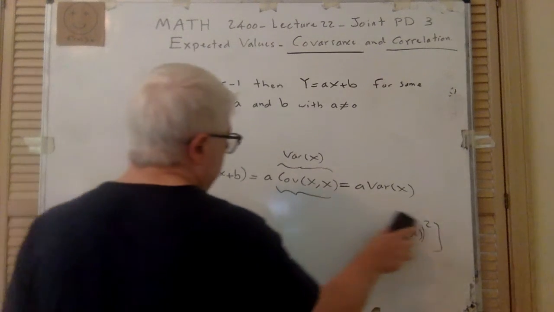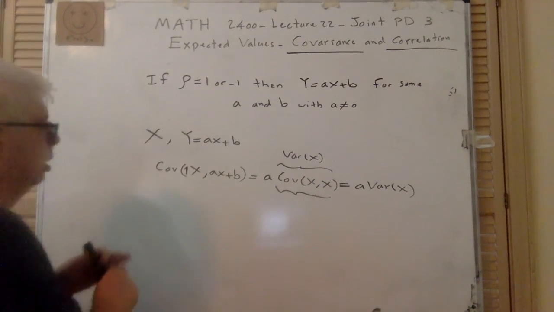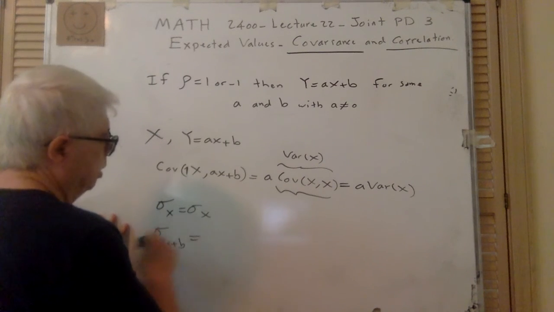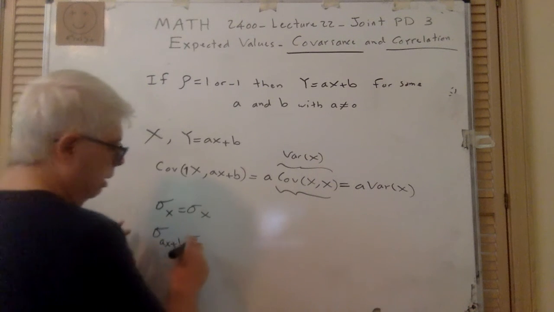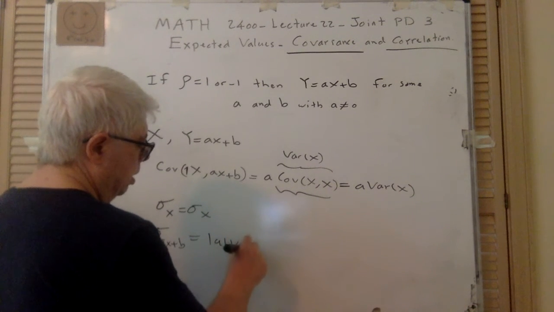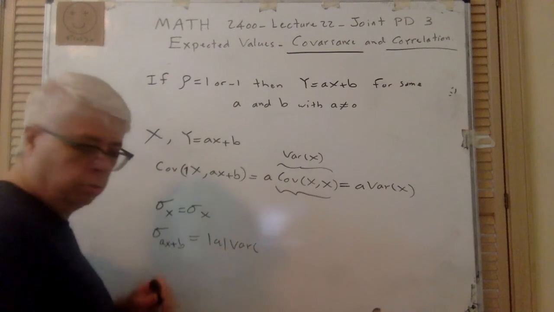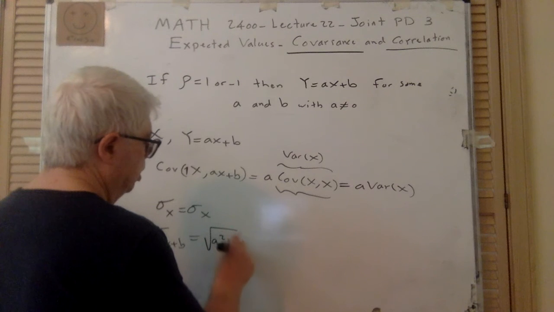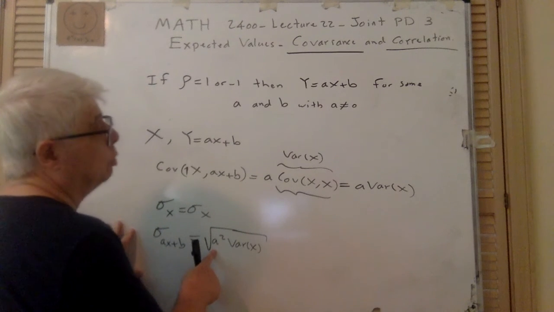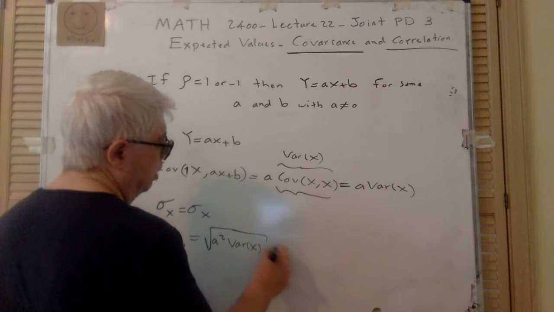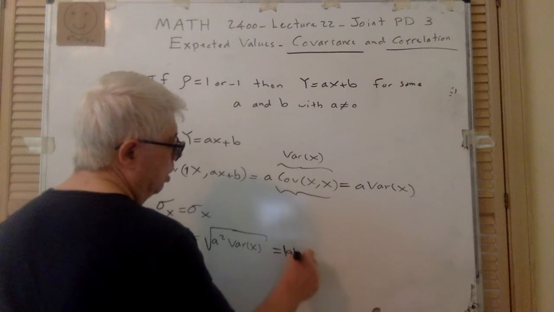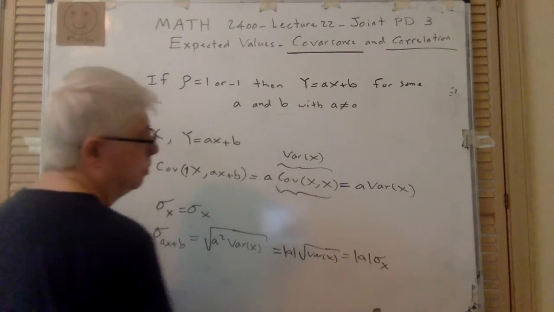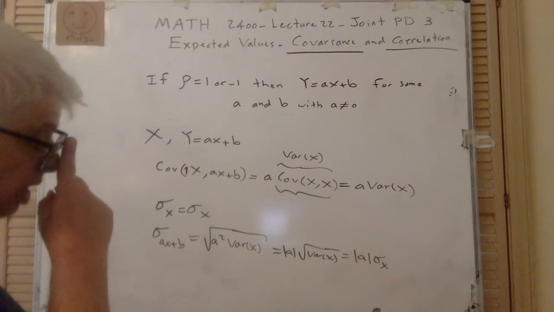That's the covariance of this. And what are sigma x and sigma of the other one? Sigma of x is sigma x. Sigma of ax plus b is the square root of a squared variance of x. I shouldn't have written a over there. It is because I assumed that a is positive. But if a is not positive, this is the absolute value of a times the square root of the variance of x. So that's the absolute value of a sigma x.